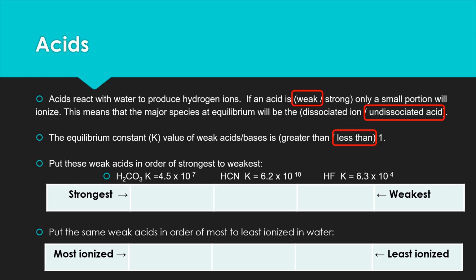We can see we have a times 10 to the negative 7, a times 10 to the negative 10, and a times 10 to the negative 4. So the negative 4 being the HF, so hydrofluoric acid, would be our strongest out of these three. Next would be our times 10 to the negative 7, so the H2CO3, carbonic acid, that's what's in soda. And then we have HCN, hydrogen cyanide. So that would be our weakest of these three acids based on their K values.